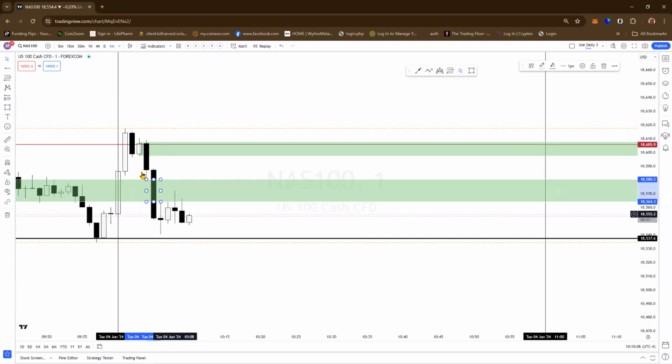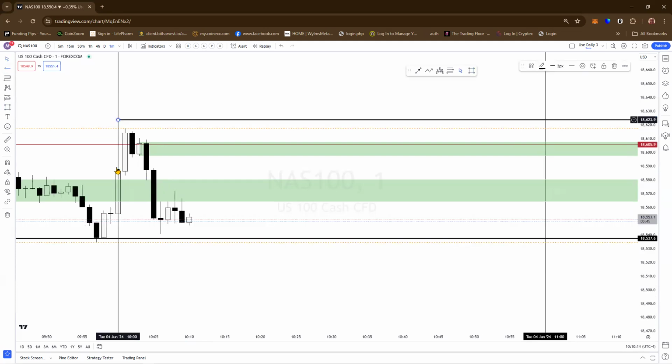Okay. Now I'm going to place my stop loss up here. The stop loss is going to be above, roughly around here. I'm actually using another platform to place my stop loss.